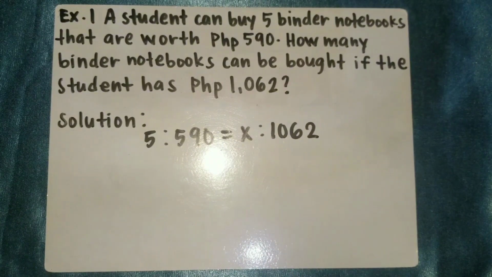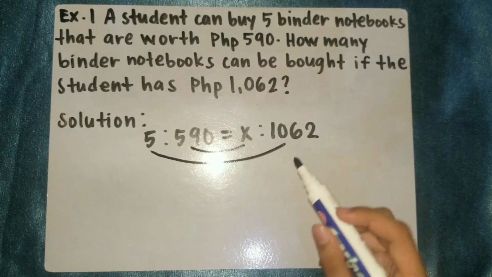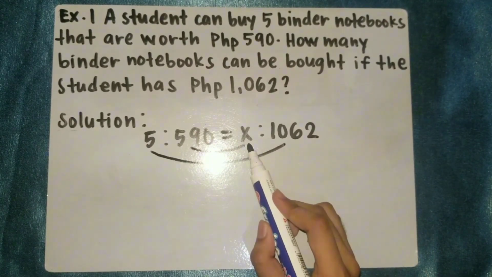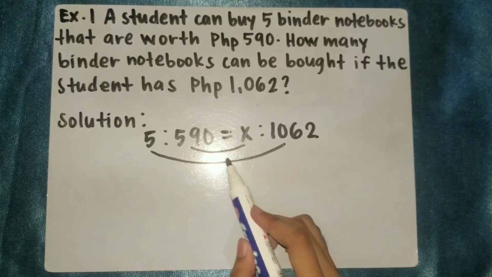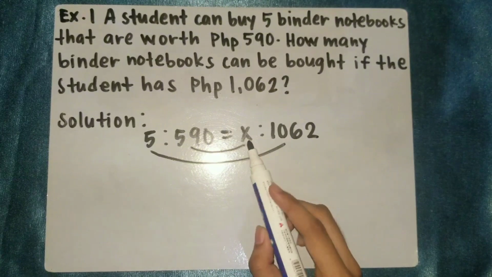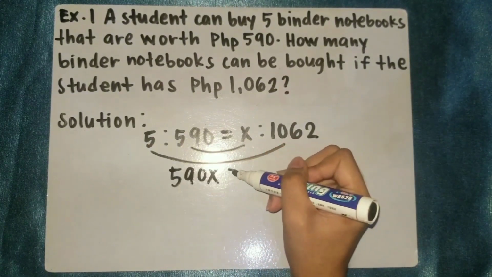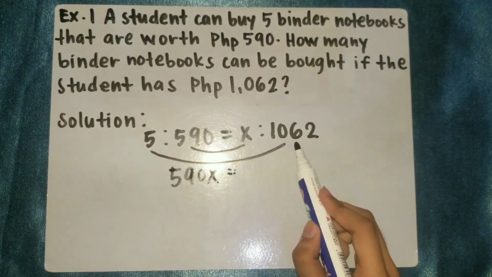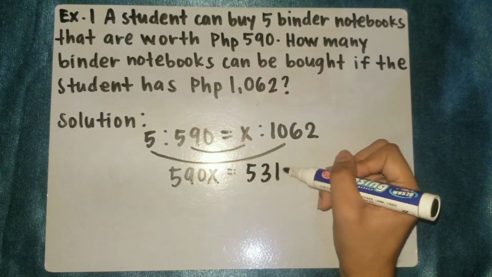Then next, we will multiply the means and the extremes. Since ang ating x variable ay nasa means, ang means muna ang una nating ipagmumultiply and then isusunod natin ang extremes. So, 590 times x equal 590x. 5 times 1,062 equal 5,310.